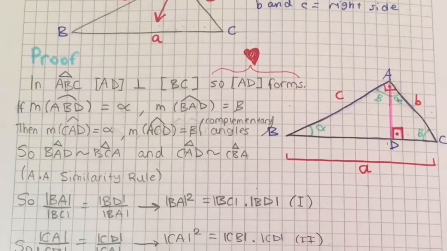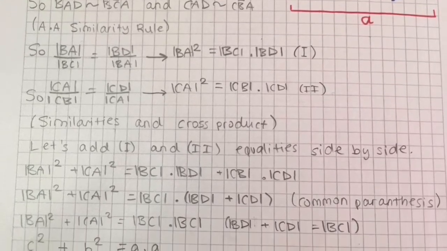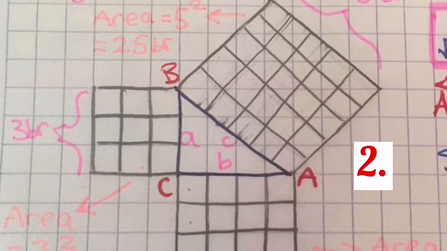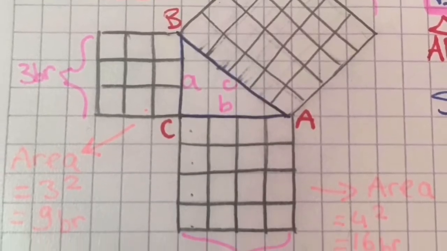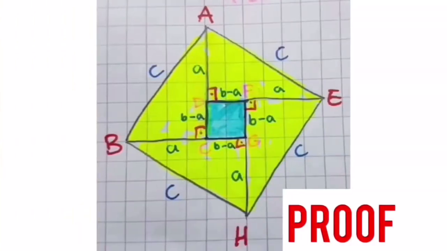Three different proofs of the Pythagorean theorem. The one that you're seeing now is the longest one. It's about the similarities of the triangles. The second one is about creating squares using little identical squares according to the lengths a, b, c, and finding a relationship between the areas of those squares. This is the third and the last proof of the Pythagorean theorem, and this is the one that I'll be talking about in detail.